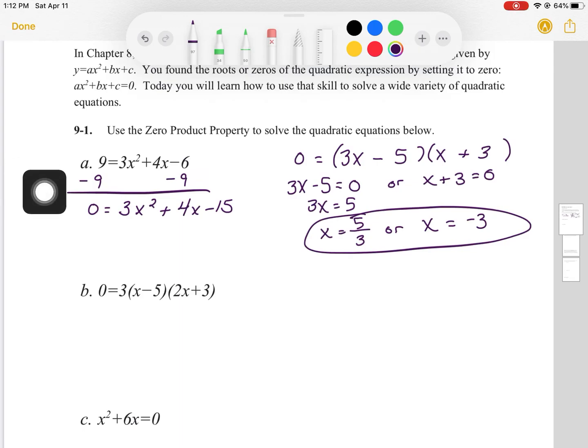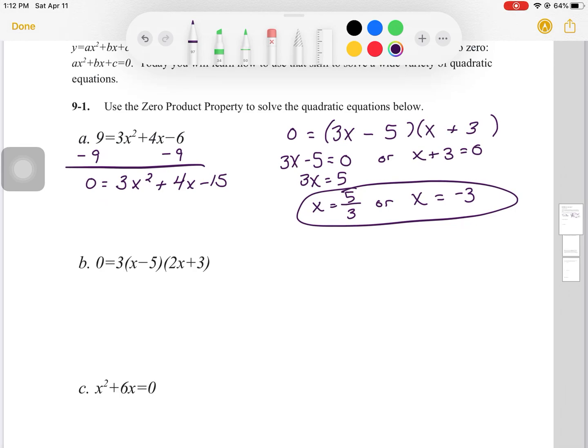When we go into the next one, now keep in mind, when we're solving this one for A, we're actually finding the 2 values where the output is equal to 9. What that means in terms of the graph is that if I were to graph this equation, y equals 3x squared plus 4x minus 6, then I would find that at 5/3 and -3, I'd have an output of 9. But we're using this zero product property to find those 2 solutions. I'm going to continue this process with B.